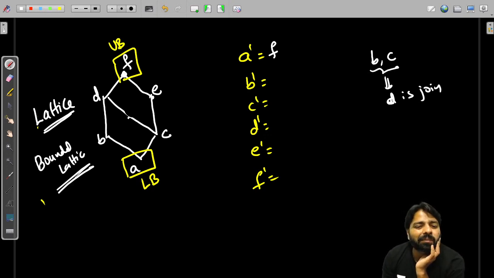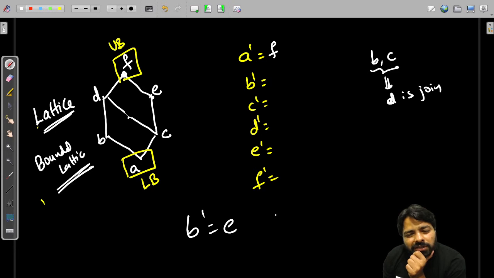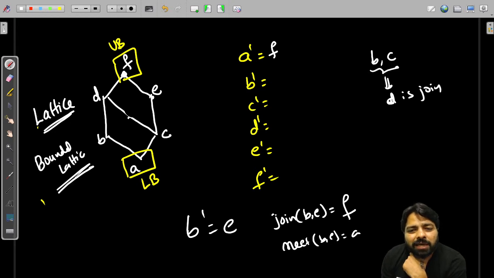And E, check B and E. Is it possible? B complement E, check it. Join of B comma E, are you going to F? Yes. Meet, are you coming to A? Yes. So you got it. The B complement is E. Now C complement.